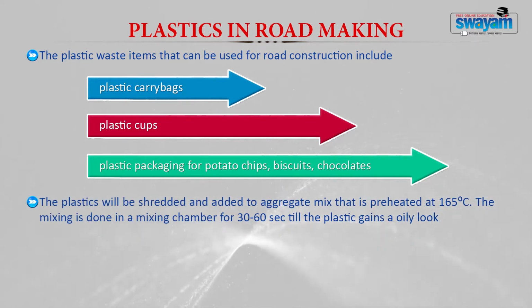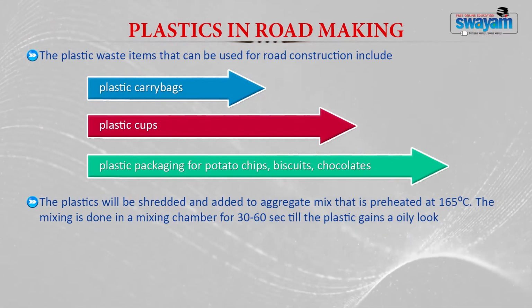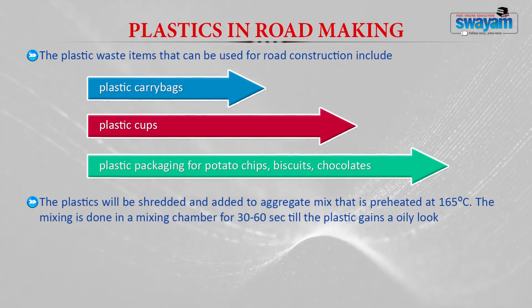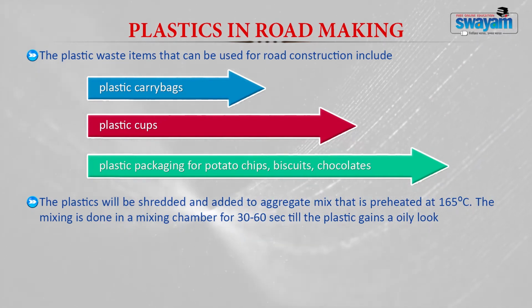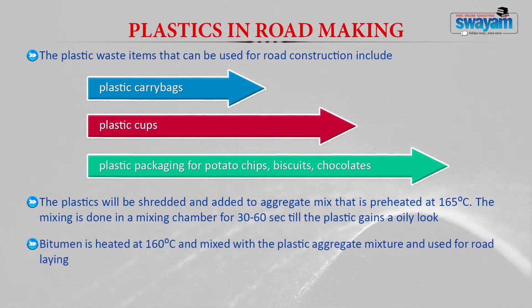to an aggregate mixture. This aggregate mixture consists of stone and other materials, and it is preheated at 165 degrees Celsius. Then the mixing of the plastic with this aggregate material is done in a mixing chamber for around 30 to 60 seconds, till an oily layer gets coated on the plastic material. Subsequently, bitumen is heated at 160 degrees Celsius and mixed with the plastic aggregate mixture. Further, this mixture is taken and used for road laying using a bulldozer.